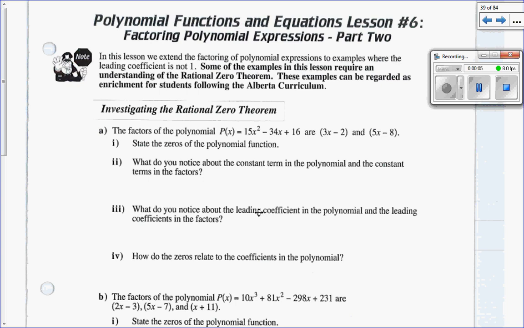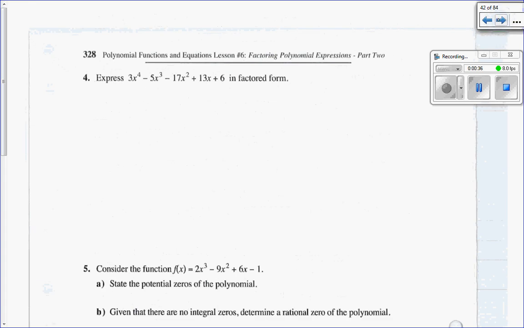We're going to skip lesson number 6 because, as you can see, lesson number 6 is just going further into factoring polynomial expressions, and these examples in lesson 6 are enrichment for us who are following the Alberta Program of Studies. This is above and beyond what the scope of Math 30-1 is required to teach, so we won't worry about that lesson. We're going to skip right over to lesson number 7.